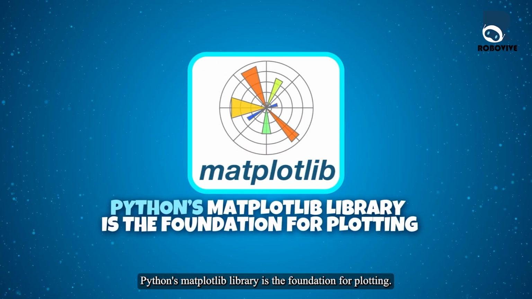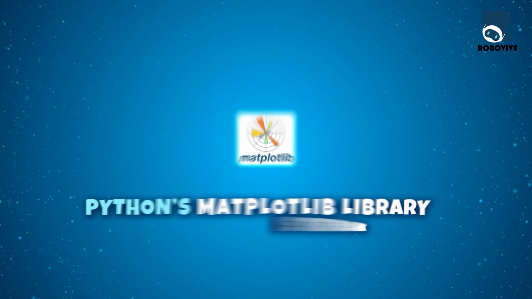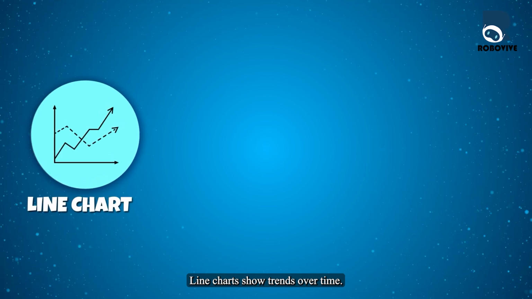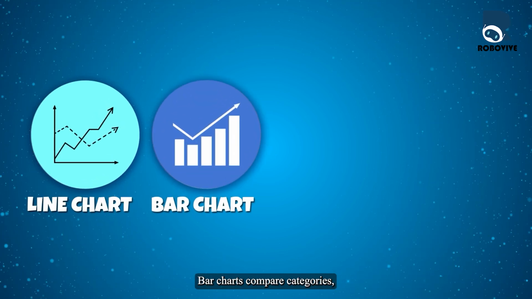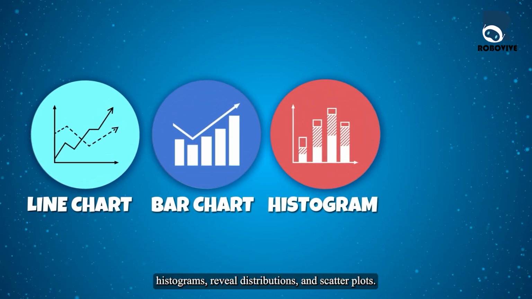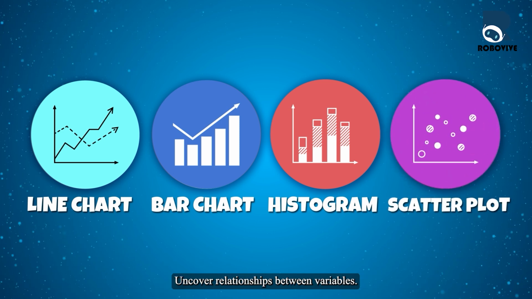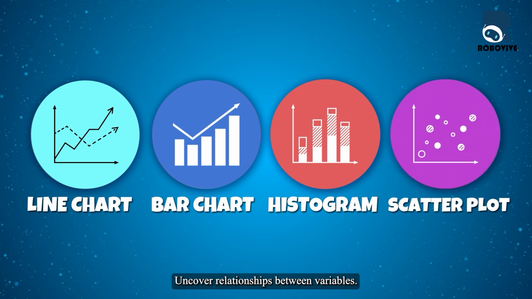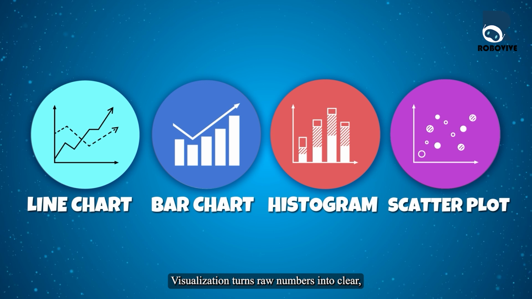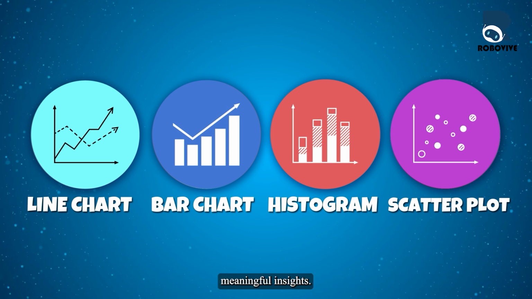Python's Matplotlib library is the foundation for plotting. Line charts show trends over time. Bar charts compare categories, histograms reveal distributions, and scatterplots uncover relationships between variables. Visualization turns raw numbers into clear, meaningful insights.